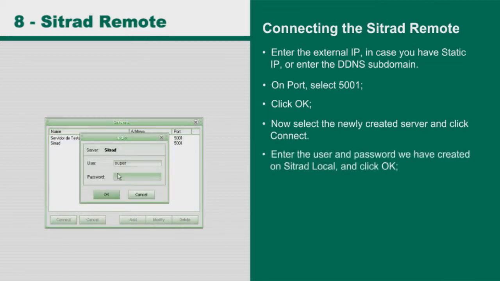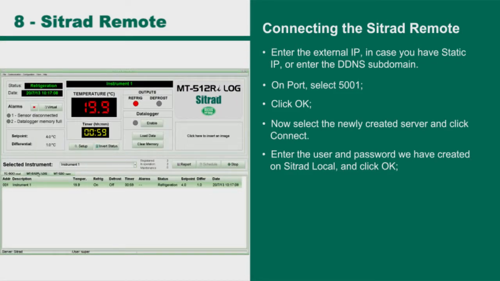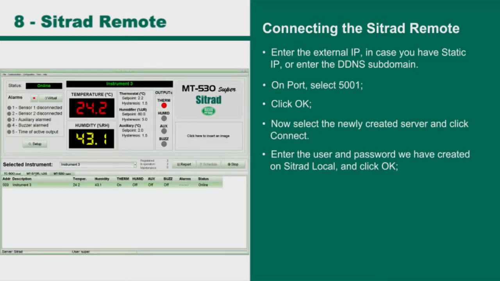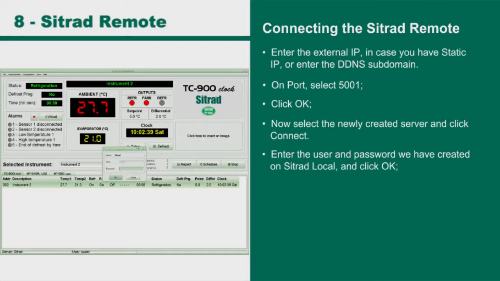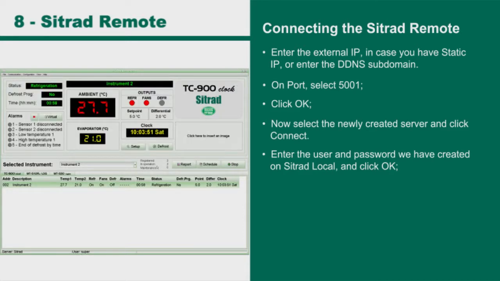Enter the user and password we have created on Sitrad Local and click OK. You now have access to the same features of Sitrad Local, with the ease of remote access via internet, and from another computer and another place. If you do not get a connection, check the firewall and antivirus, because they can block access to your network ports. For this, consult the manufacturer.